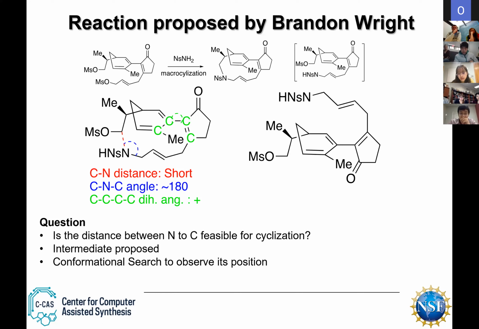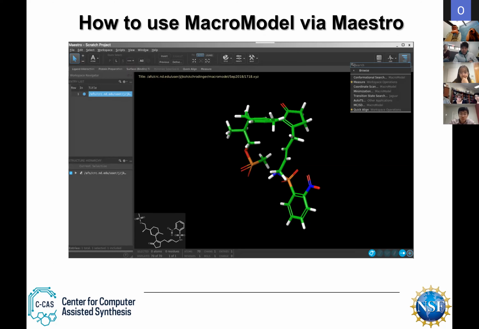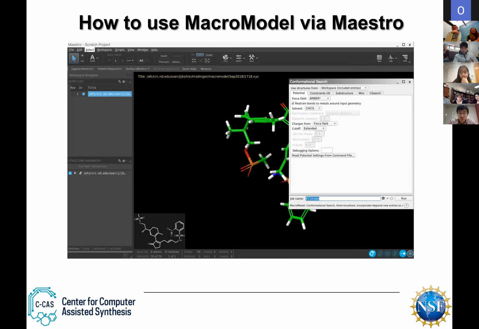So in order to understand whether this is going to direct to the right product, you open Maestro and import the structure that you designed, which is what you see here. Next, you open up a conformational search tool, which will load MacroModel. First, I loaded the AMBER force field and used the solvent of the non-product solvent, which is chloroform.